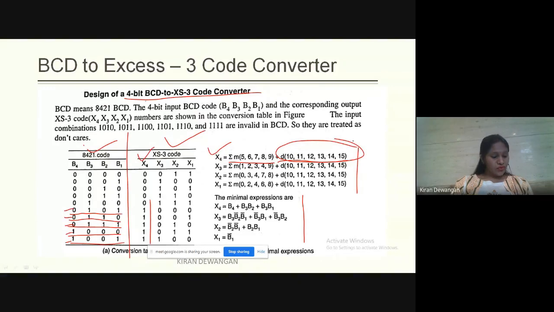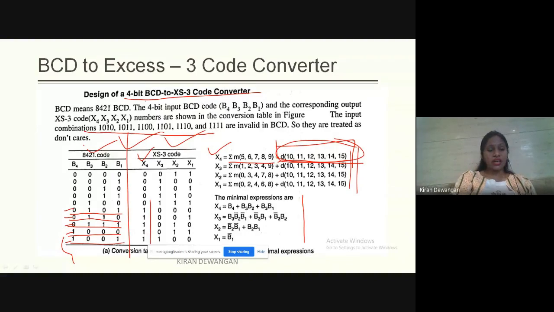Don't care terms for forming quarts or octets. I understand that. But why have we taken these as don't care terms? Because यहाँ पर आपके conversion table में तो कहीं पे don't care नहीं है. Why have we taken here as don't care terms? These are illegal combinations. Correct. That is the only concept. यहाँ पर हमारे BCD में 6 illegal combinations होते हैं. We cannot forget those illegal combinations.